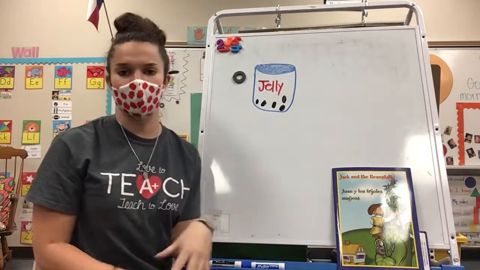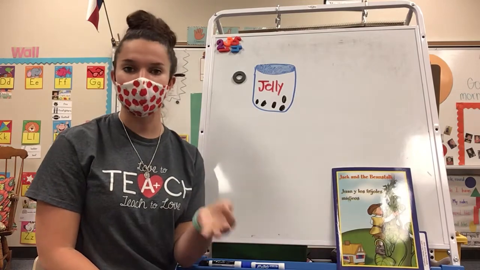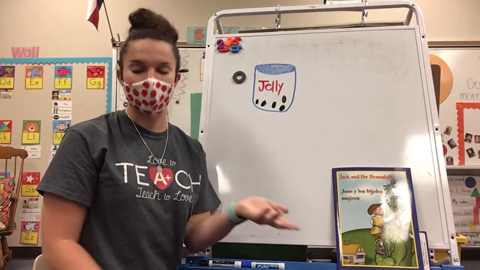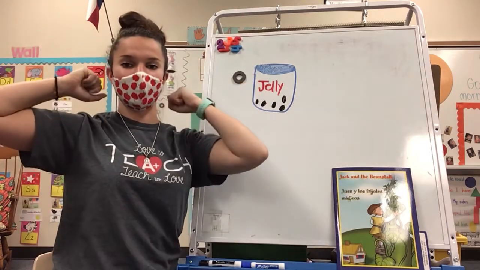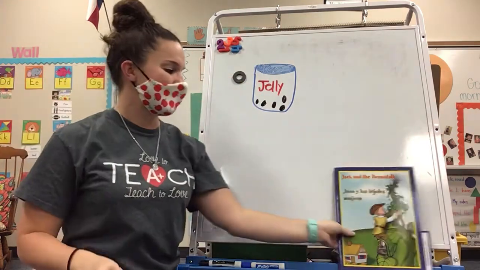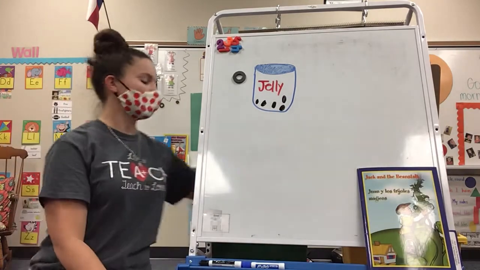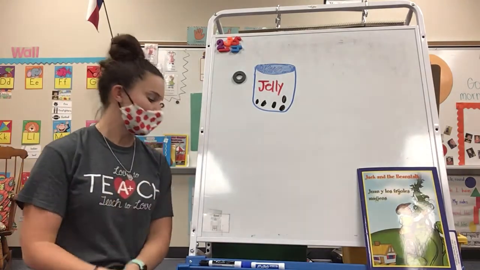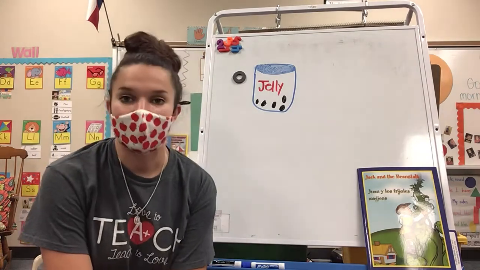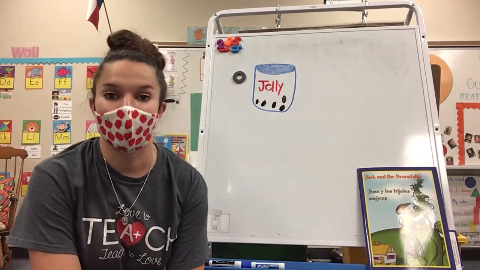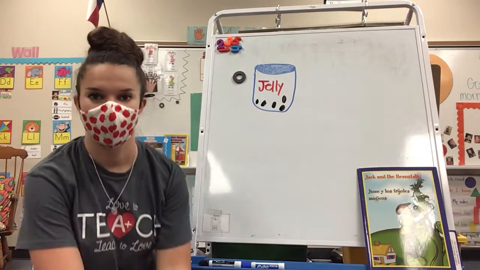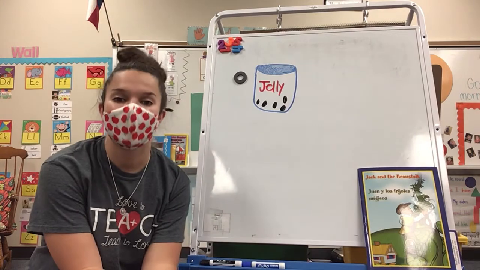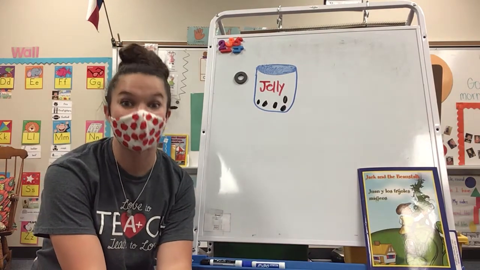So I was thinking we could definitely write our morning message all about these beans in the jar. What do you think? Perfect. Let's put on our thinking cap, turn on those ears, and here we go. Listen to my sentence. I'll try to say it clearly, okay? There are beans in Jack's jelly jar. Can you say that? There are beans in Jack's jelly jar.